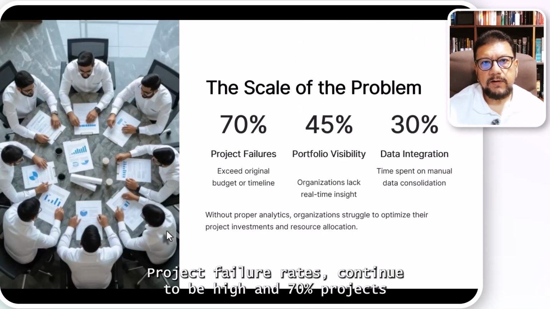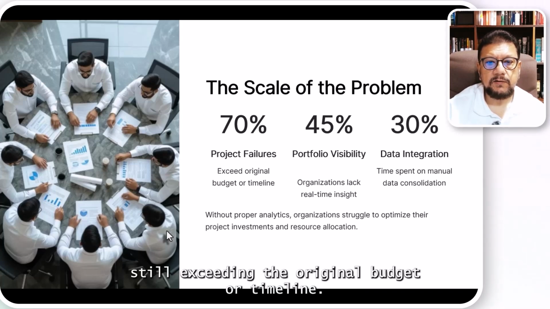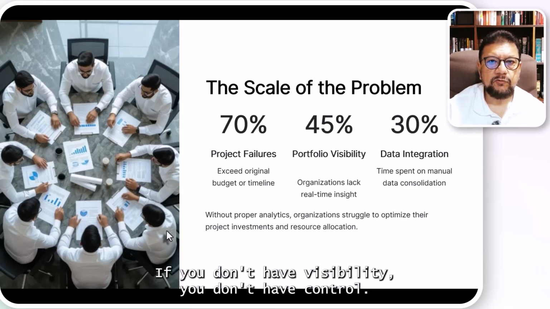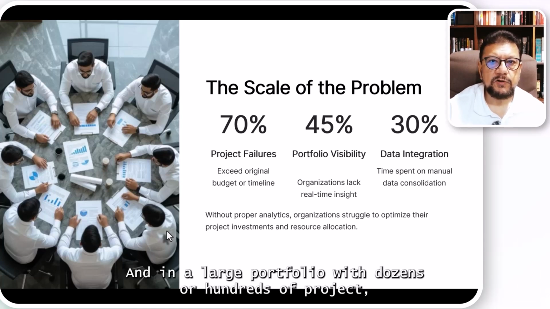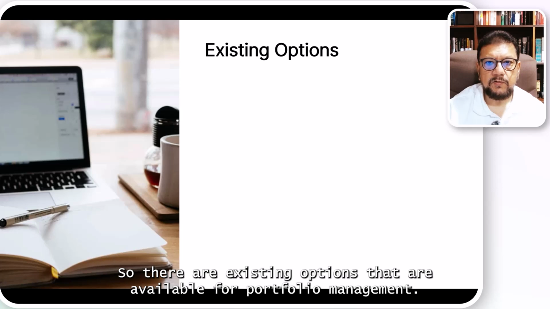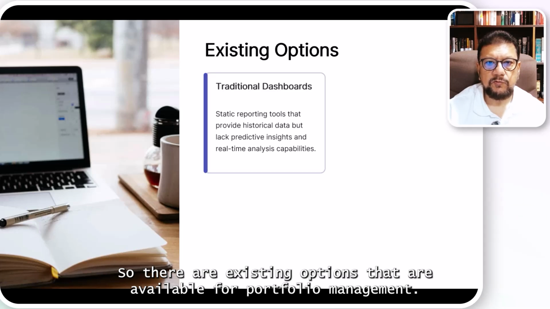Project failure rates continue to be high. 70% of projects are still exceeding their original budget or timeline. And one of the reasons for this is the visibility of projects. If you don't have visibility, you don't have control. And in a large portfolio with dozens or hundreds of projects, it's very difficult to pinpoint the ones that need attention. So there are existing options that are available for portfolio management.